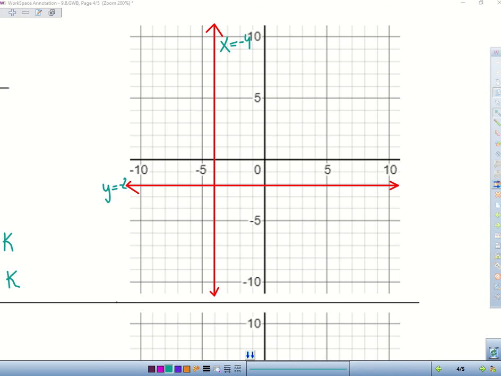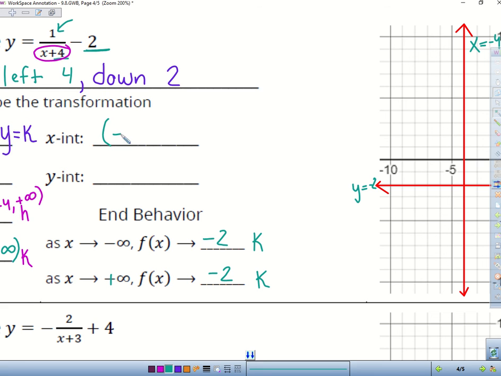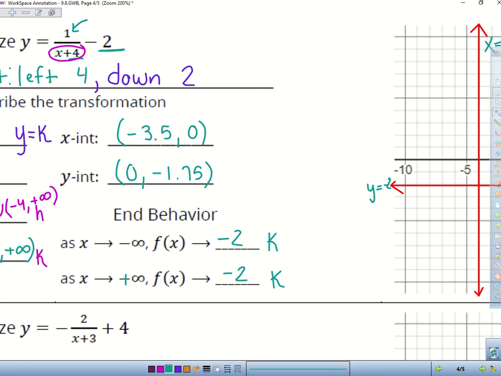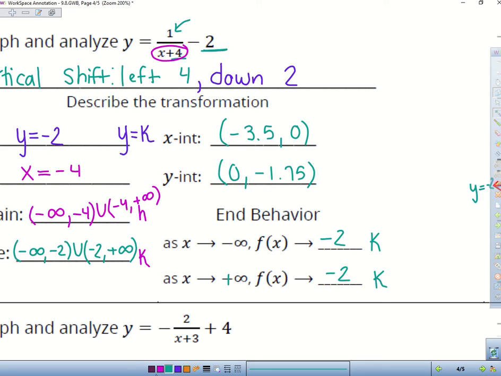So I'm just going to move this over for a minute so I can fill that in. So this is going to be negative 3.5, comma 0. And this one's going to be 0, comma negative 1.75. So do you have any questions about that so far? Can you say it real quick? Yeah. Alright, we get to look at the graph now? Yeah. Okay.